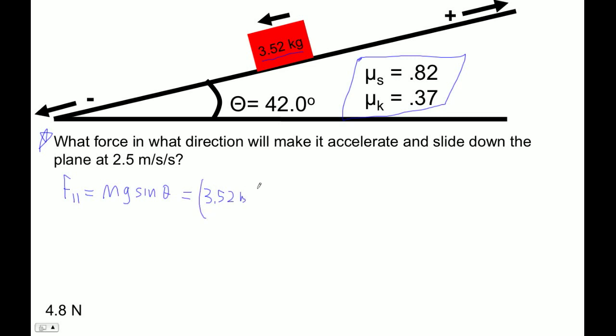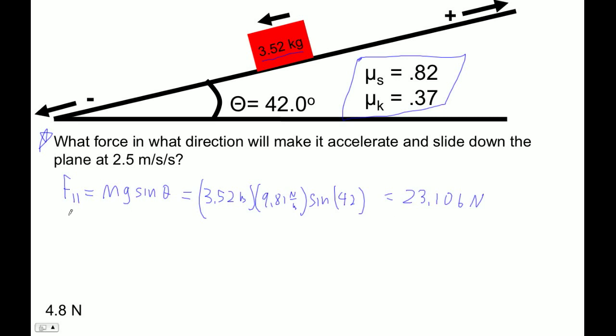3.52 kilograms times 9.81 newtons per kilogram times the sine of 42 degrees. And making a quick check to make sure that we're in degrees. Indeed we are. I can type that into my calculator: 3.52 times 9.81 times sine of 42. And I get 23.106. And that ought to be enough precision for us, okay?